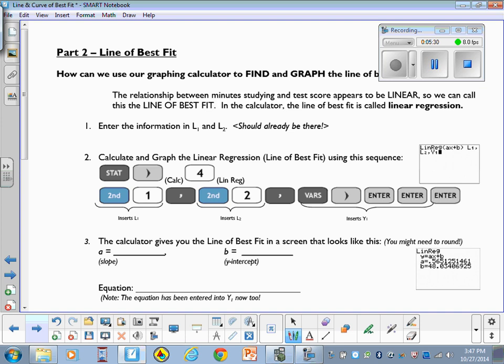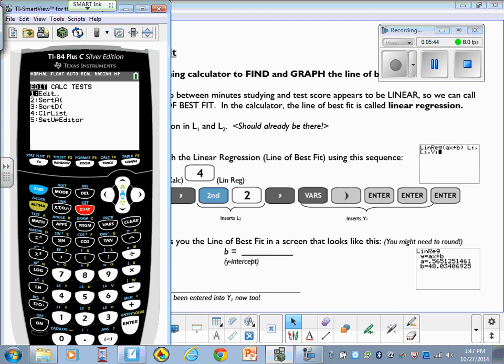So for the line of best fit, we've already got our information in L1 and L2. So we're going to find linear regression. We're going to go back to Stat. We're going to arrow over to Calc. And we want number 4, LinReg. Yes, take my data out of list 1 and list 2. Store regression equation. Calculate. Alrighty. In this case, y equals ax plus b is the way it shows up on your calculator.